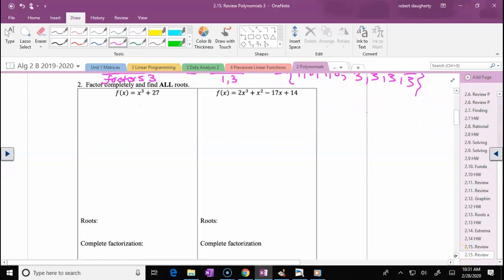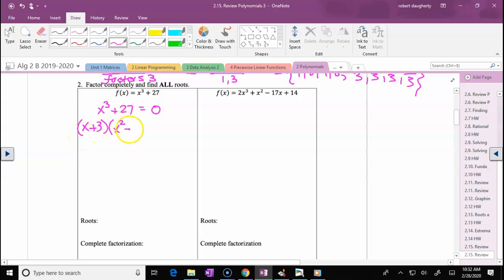Factor completely and find all roots, capital letters and bold. That means complex and real. So you've got to know how to factor this. To factor and find all roots, I need to be able to set it equal to 0. So x cubed plus 27 equals 0. You have to know how to factor the difference of cubes and the sum of cubes. This is the sum of 2 perfect cubes.